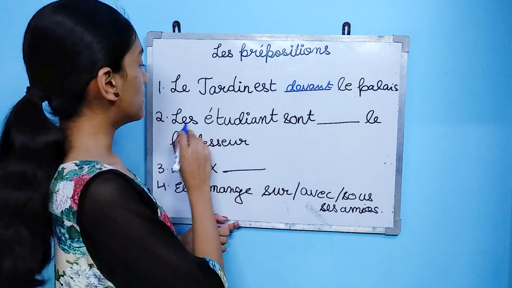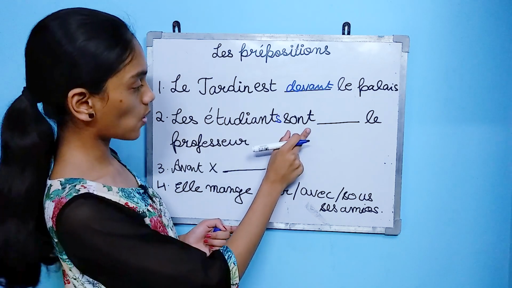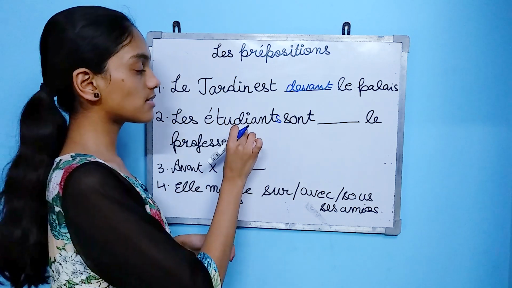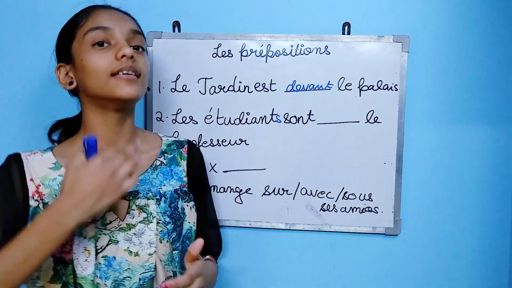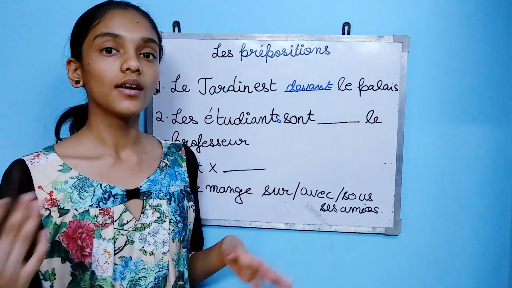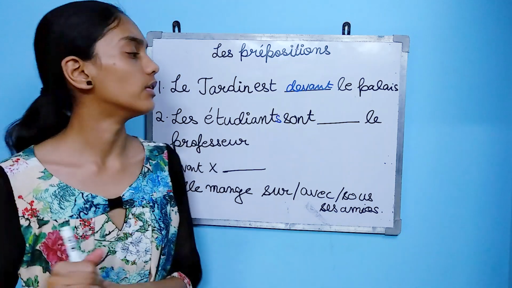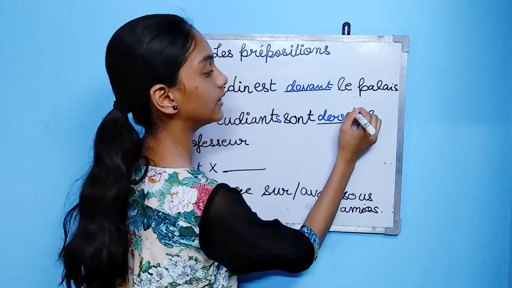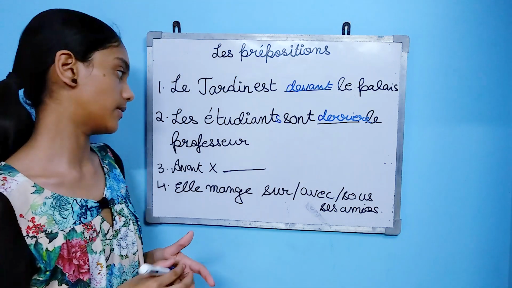Next one, les étudiants sont dash le professeur. The students are dash the professor. Here we can say the students are in front of the professor, behind the professor, at the left of the professor, at the right of the professor. So here I'm going to write derrière, which is behind the professor.